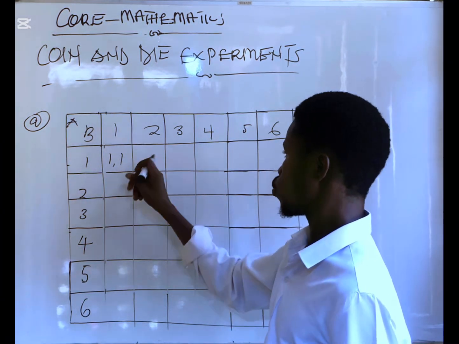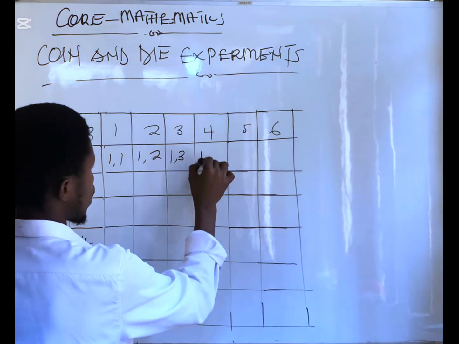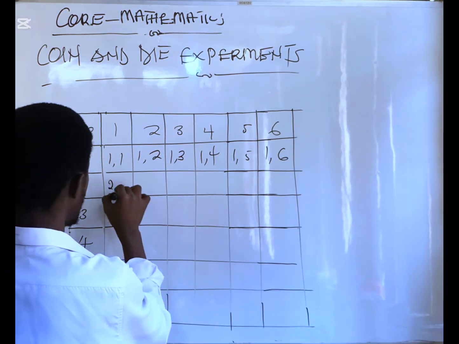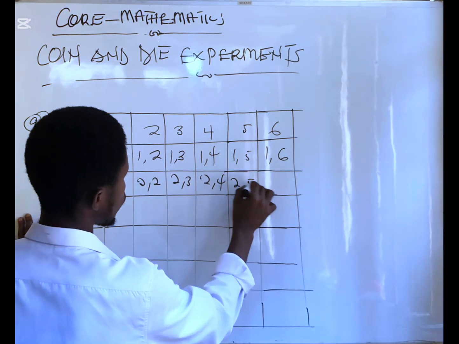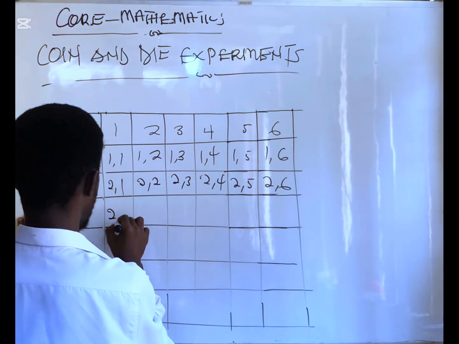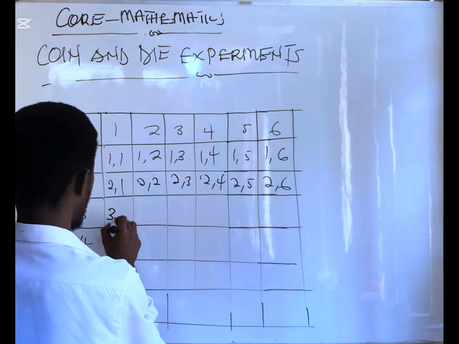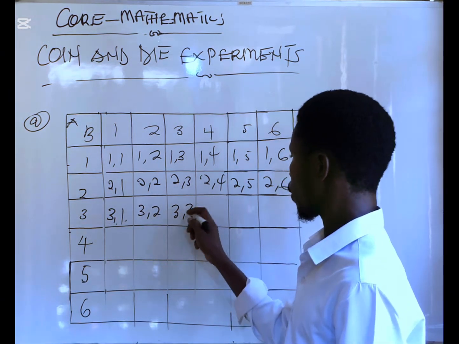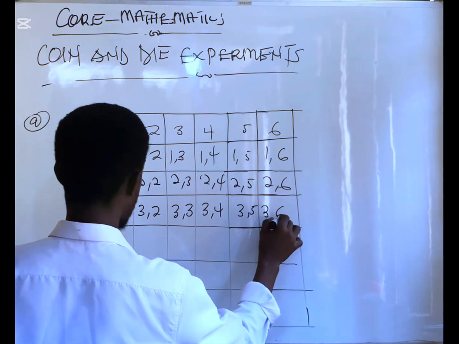You can get 1,1; 1,2; 1,3; 1,4; 1,5; 1,6. So you can get 2,1; 2,2; 2,3; 2,4; 2,5; 2,6. Oh, sorry, this will be 3,1. So you're going to have 3,1. Then you go to 3,2; 3,3; 3,4; 3,5; 3,6.